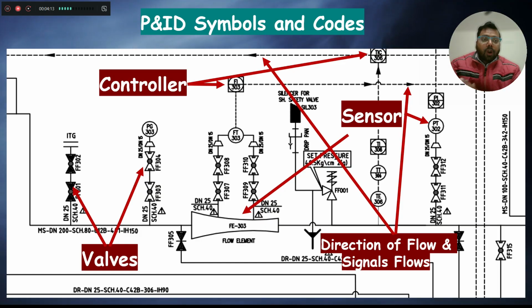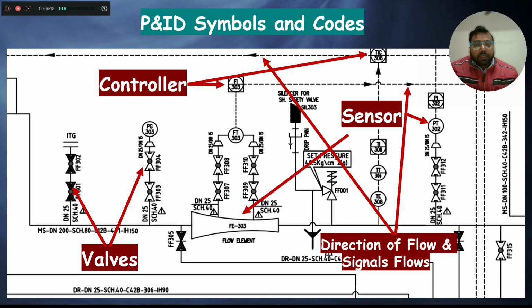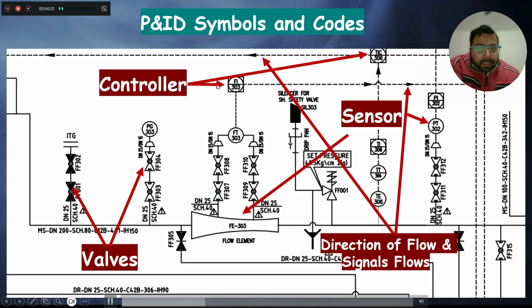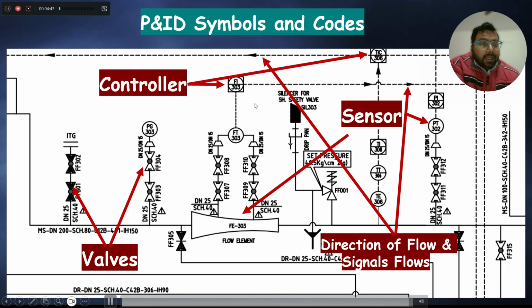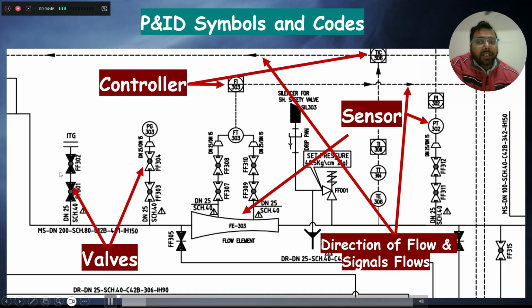Now, what do P&ID symbols and codes represent? If you look at this P&ID, it is all clearly mentioned: this is representing a controller, this is representing a controller, this is representing a sensor, this is also representing a sensor. The P&ID also tells us the direction of the flow and the signals, where the flow is going and where the signal is flowing. Direction is very important, because if the direction is clear, we are able to troubleshoot and follow the medium, where it is going. It also shows what kind of valves are represented here or in a particular location.